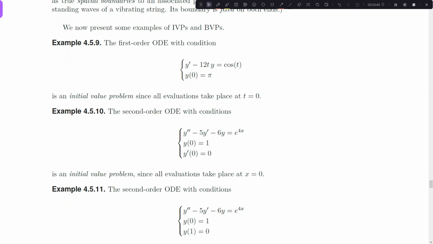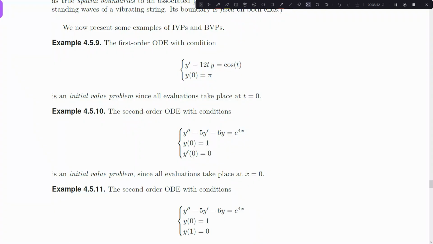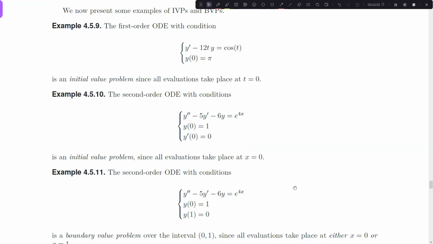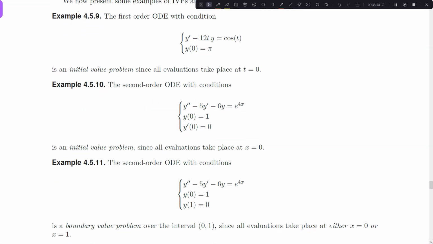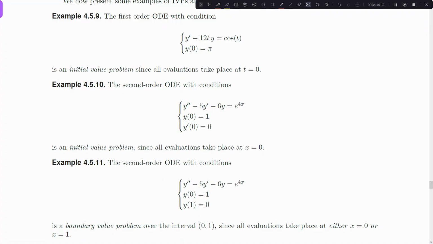If I look at the following, though, I evaluate y at 0 in one case, and I evaluate y at 1 in another case. So I'm evaluating at 2 different points. And so we actually have a boundary value problem. And in particular, we can consider this evolving or differing over an interval, with boundaries of the interval being the 2 points I evaluate at. So in some sense, I'm thinking about the function only existing on the interval.